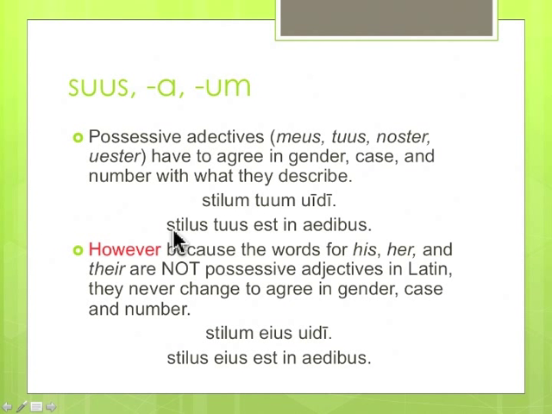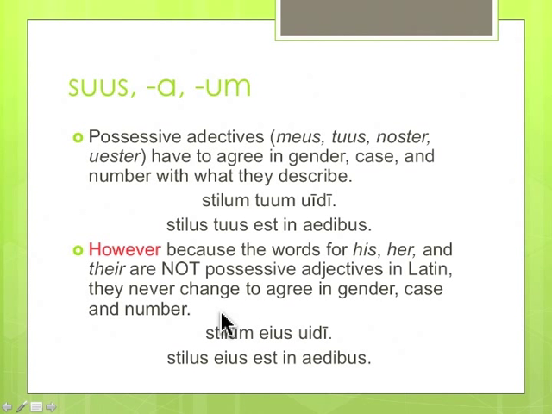But if I want to say your stylus is in the house, now stilus is a subject, so it's nominative masculine singular, and tuus has to agree with it. Stilus tuus. So the forms of tuus agree in gender, number, and case with what they describe. However, because the words for his, her, and their are not possessive adjectives in Latin, they never change to agree in gender, case, and number.